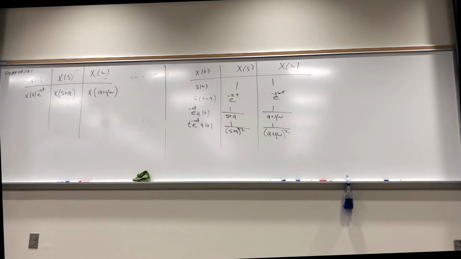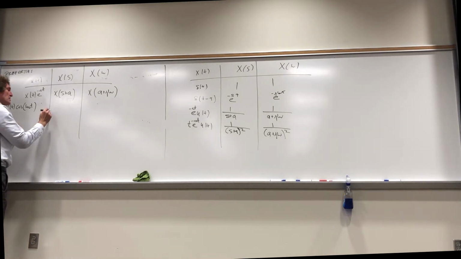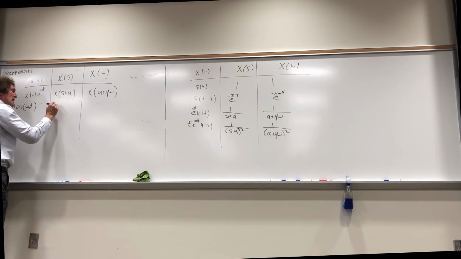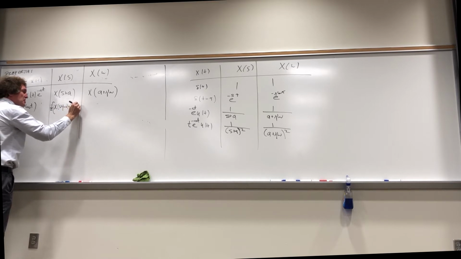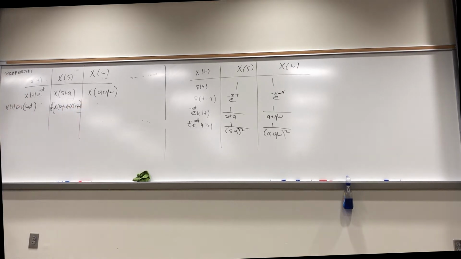I'm going to show you some tricks. Next, if I have x of t times cosine of omega naught t first, over here it would be 1/2 times x of s plus j omega naught plus x of s minus j omega naught. Do y'all remember that, class? I'm sorry, it's cramped. But y'all follow me? How many remember that? Show of hands.